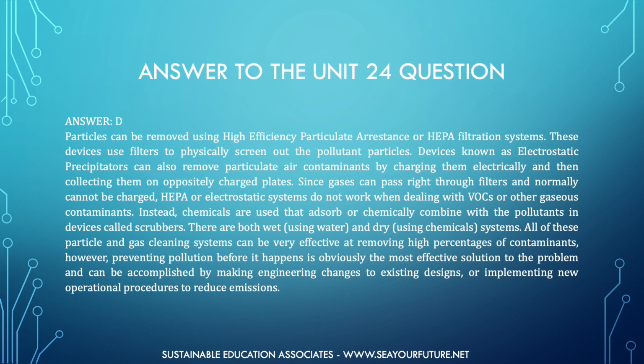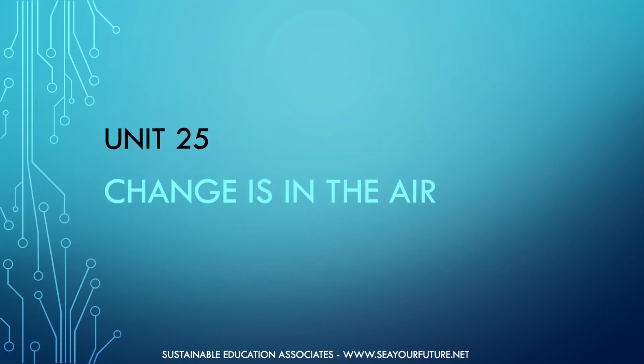All of these particle and gas cleaning systems can be very effective at removing high percentages of contaminants. However, preventing pollution before it happens is obviously the most effective solution to the problem and can be accomplished by making engineering changes to existing designs or implementing new operational procedures to reduce emissions.